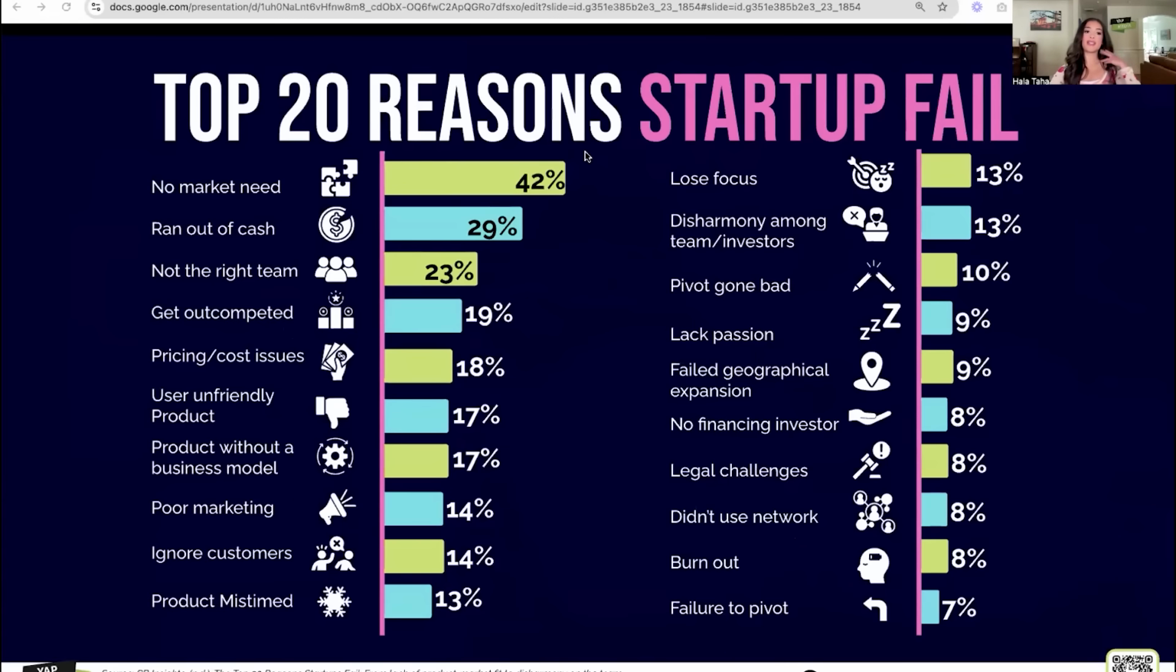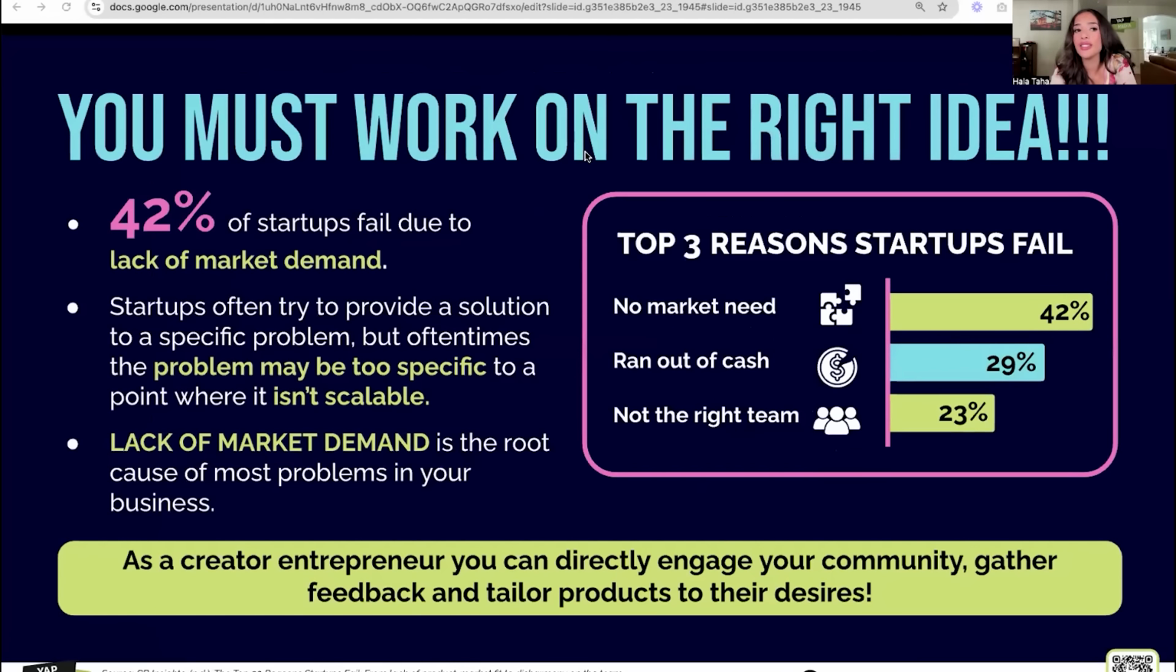So I want to talk to you guys about why startups fail. Now, this is a list that I got that's really recent. I think it's from 2024. And the top reasons are no market need, ran out of cash, not the right team. Okay. So what does this tell me? No market need, ran out of cash, not the right team. You have to work on the right idea.